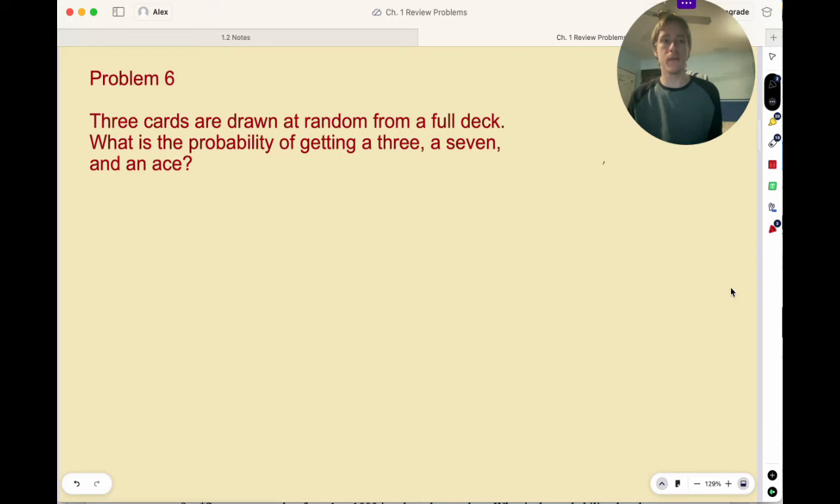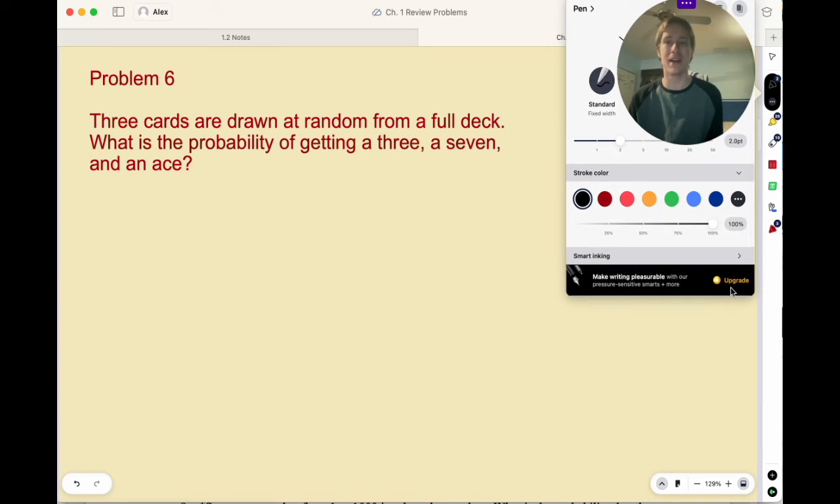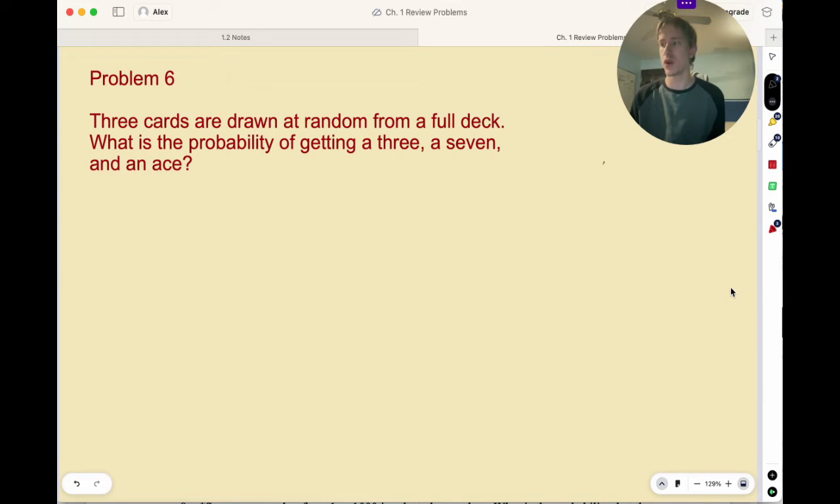All right, so this problem says 3 cards are drawn at random from a full deck of 52. What's the probability of getting a 3, a 7, and an ace? Okay, so you should pause the video and see if you can attempt this one on your own before I walk through the solution. That's okay, I'll wait. Okay, assuming you've attempted it, this one's relatively straightforward.